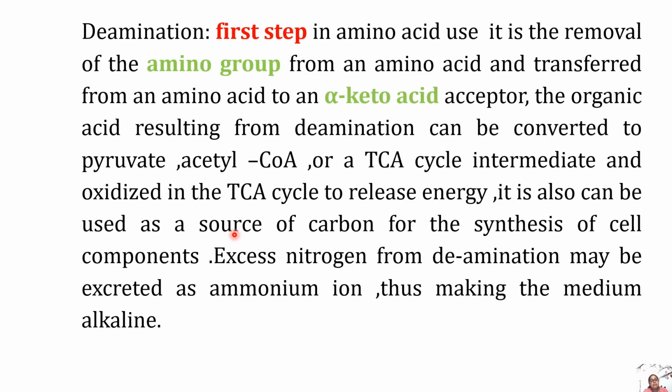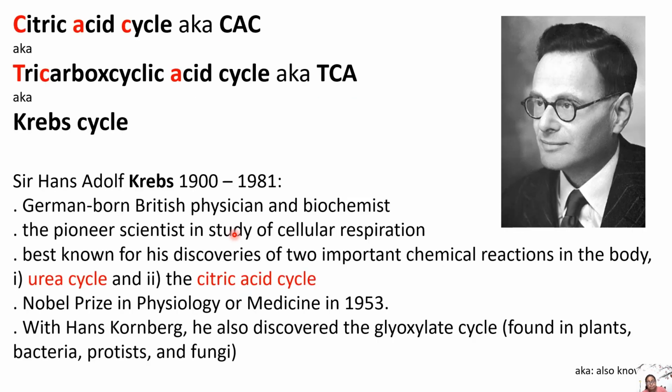The organic acid resulting from deamination can be converted to pyruvate, acetyl CoA, or a TCA cycle intermediate and oxidized in the TCA cycle to release energy. It can also be used as a source of carbon for the synthesis of cell components. Excess nitrogen from deamination may be excreted as ammonium ion, thus making the medium alkaline.